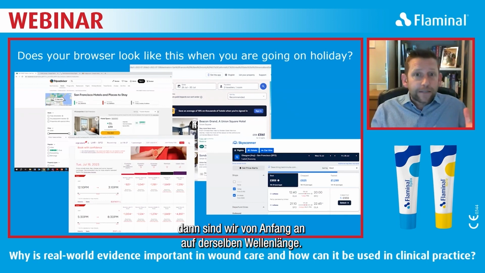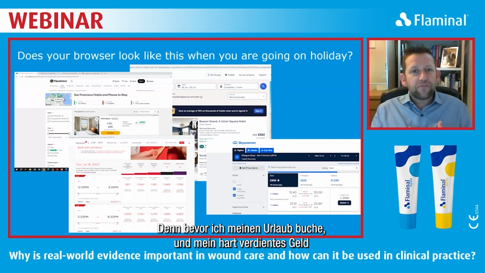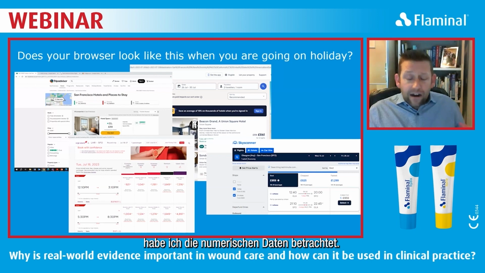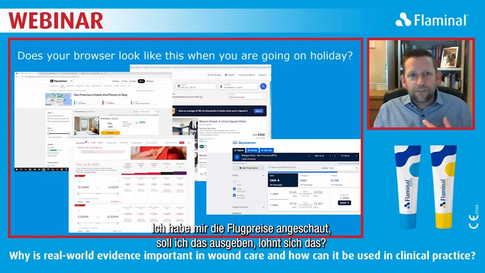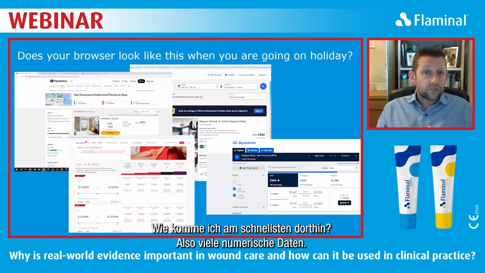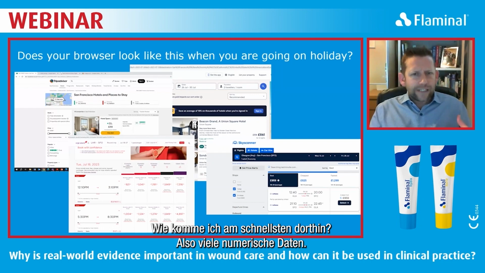from the outset, really. Because what I'm doing here is, before I book my holiday, spend my hard-earned cash on a nice holiday, I've looked at the numerical data. So I've looked at the price of the flights. What value can I get there? What's the best class of flight that I can get for that money that I'm going to spend? What's the quickest way to get there? So a lot of numerical data.